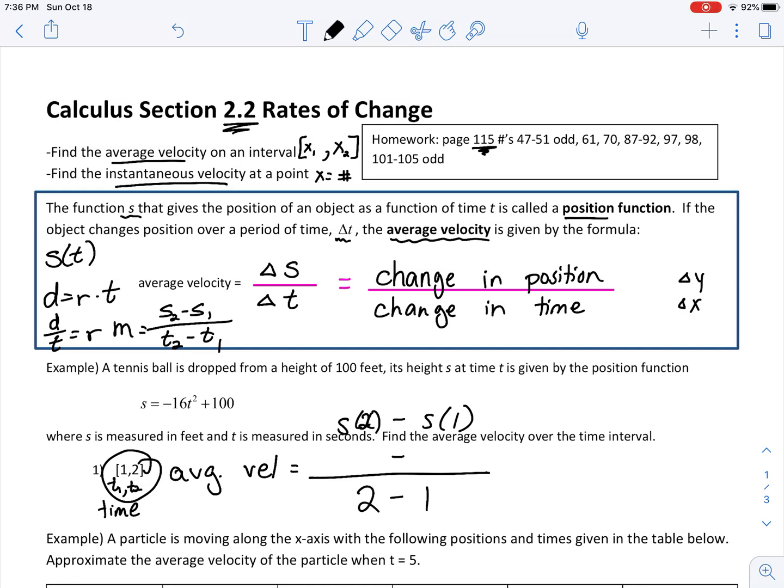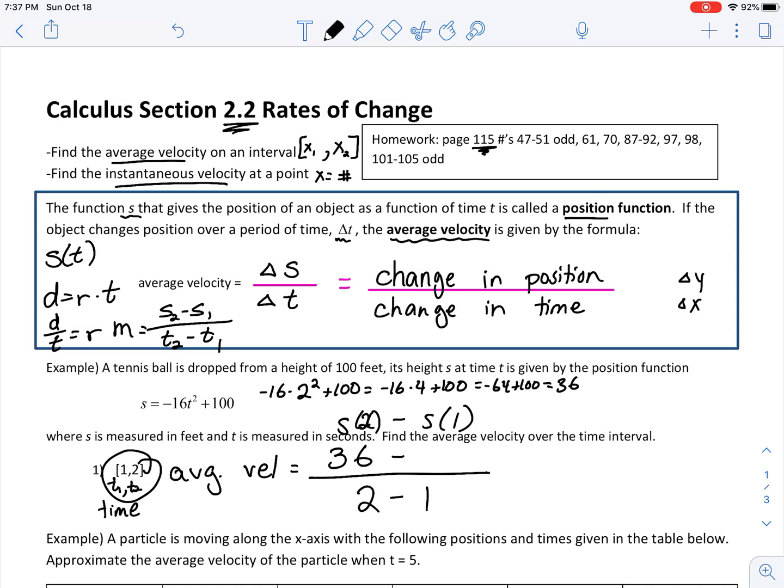So what is s of 2? Well, let's take 2 and plug it in here. We're going to get negative 16 times 2 squared plus 100. So that's going to be negative 16 times 4 plus 100. Negative 16 times 4, what's that? Negative 64 plus 100. So that's 36. Totally should have just looked at the answer key instead of doing mental math.